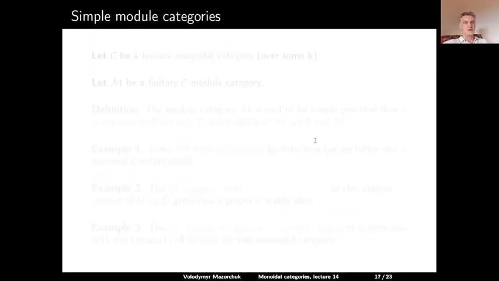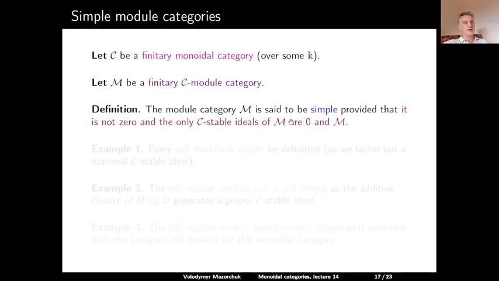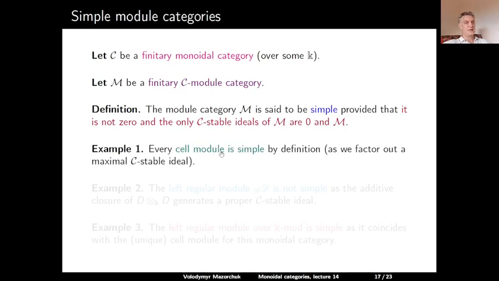Now let us define the notion of a simple module category. Let C be a finitary monoidal category, and let M be a finitary C-module category. Definition: the module category M is called simple provided that it is non-zero, and the only C-stable ideals of M are the zero ideal and the whole category M. For example, every cell module is simple by definition. In the definition of the cell module, we factored out a unique maximal C-stable ideal.